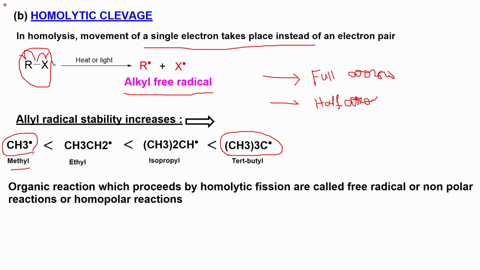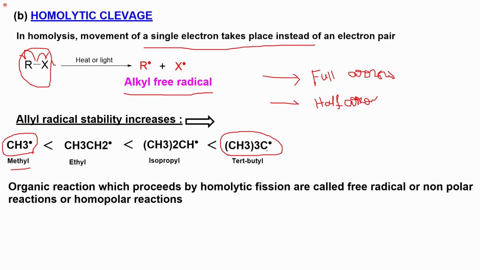The reason will be the same, because the carbon contains 3 methyl groups, and due to the plus I effect or hyperconjugation effect, it is giving more electron density towards the carbon vacant orbital. So now the vacant orbital is saturated through the electron, and it is more stable compared to the simple methyl radical.